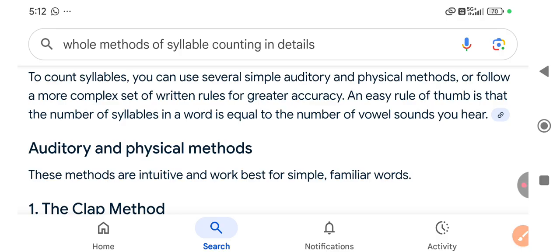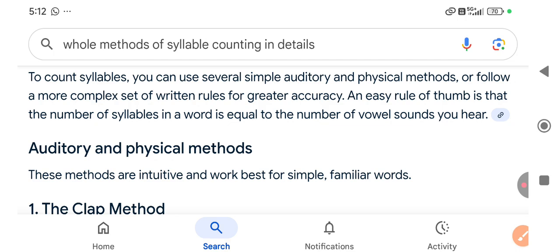Here I'm discussing syllable counting, different methods of syllable counting. So let us see what are the methods which are very important from the exam point of view, and for pronunciation and writing work as well. So let us start.